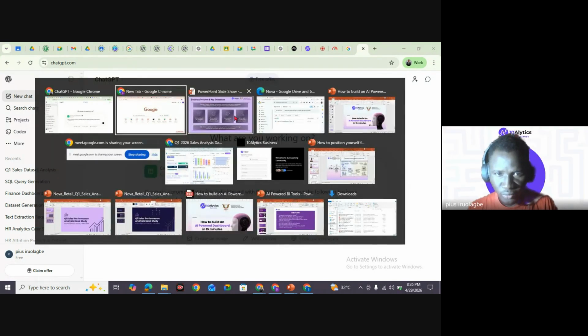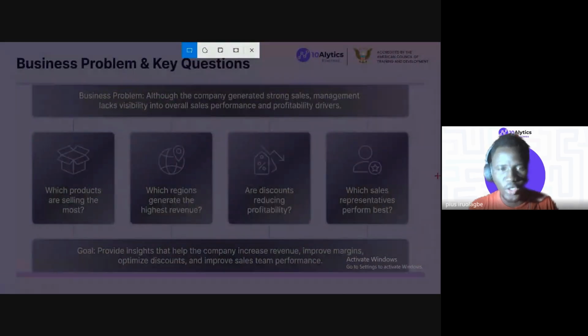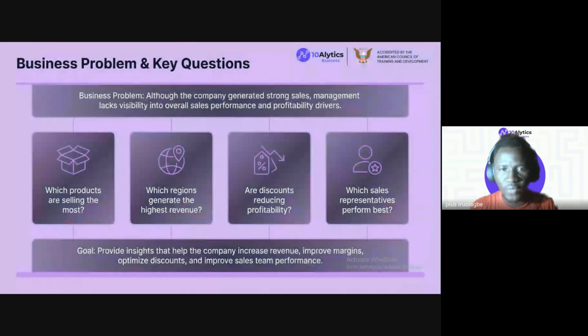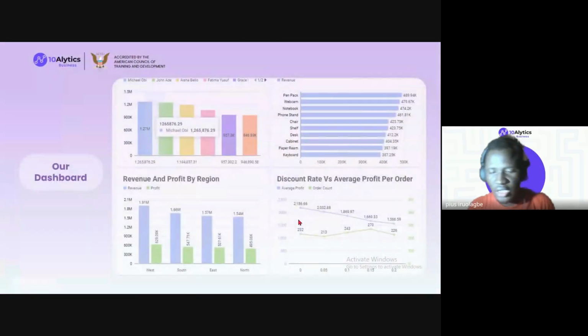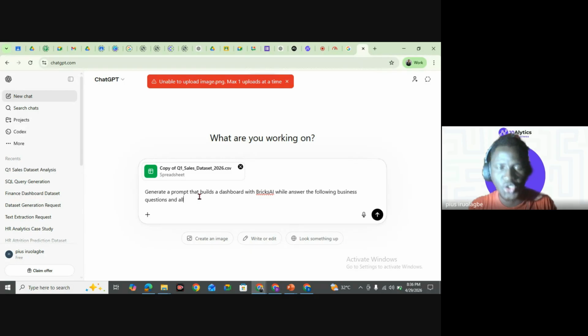Here, I'm going to come to my slide and take a snip of these business questions, of this business problem and key questions. I'm going to take a snip, Windows Shift S, and I can draw my cursor around the screen. That means I want to screen grab this particular display on my screen. So I have screenshotted. Then I come here and paste the screen grab.